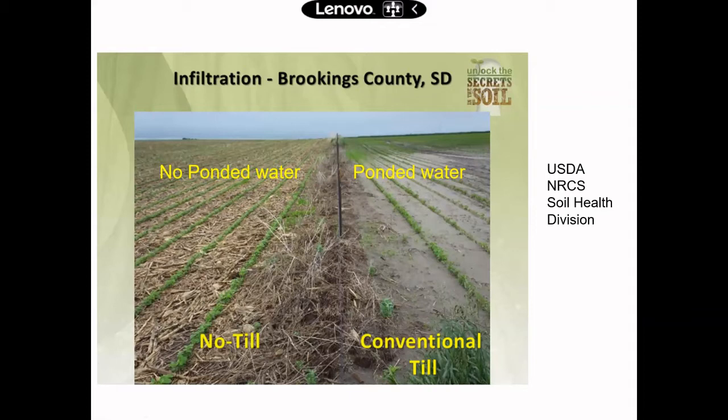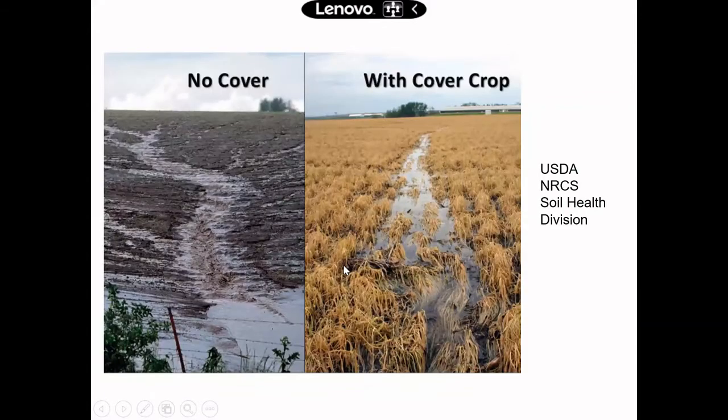right-hand side, this is in Brookings County, South Dakota, you can see that there's evidence of ponding water on this conventional tilled field. Another situation where we're starting to get gullies forming, and you can see that the water is coming off of there, and it's dirty. It's very black, which is full of nutrients.